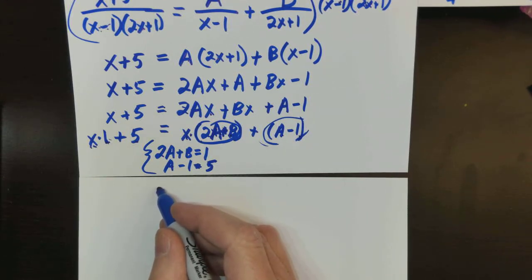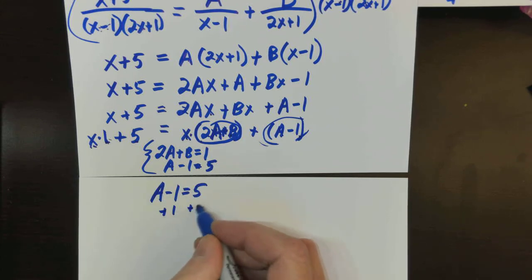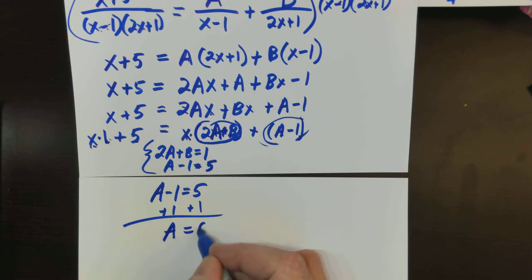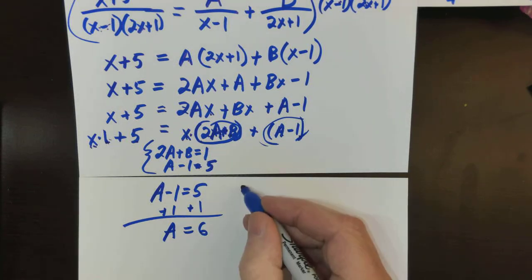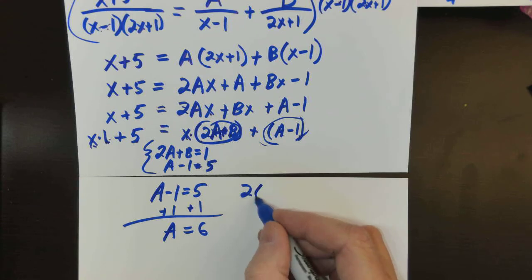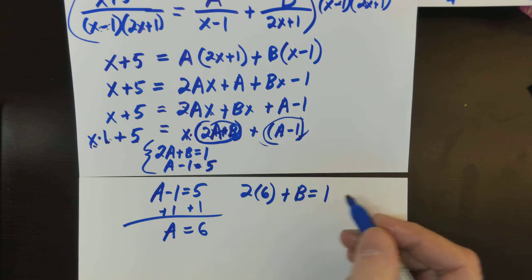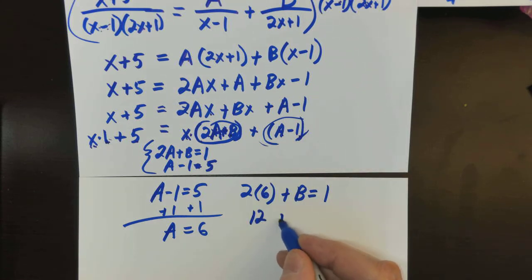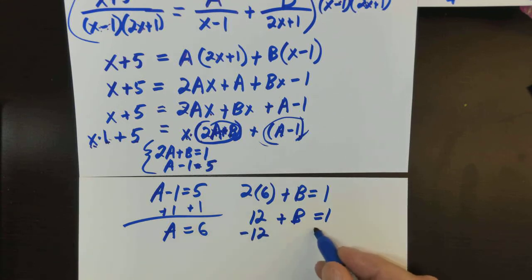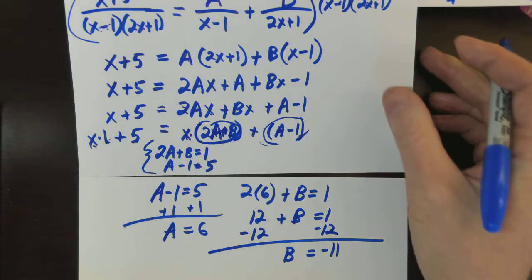So a minus 1 equals 5. If I add 1, a is equal to 6. So I already know what a is. So 2a, which is 6, plus b is equal to 1. So that's 12 plus b equals 1. So I subtract 12 from both sides, and I get b is negative 11. So I've figured out a and b here.